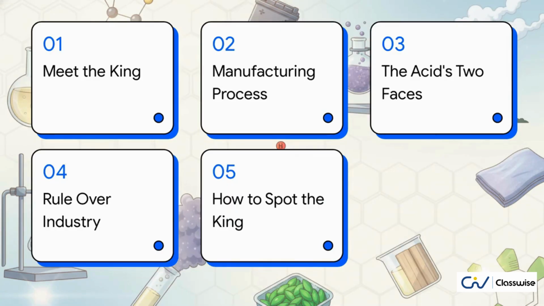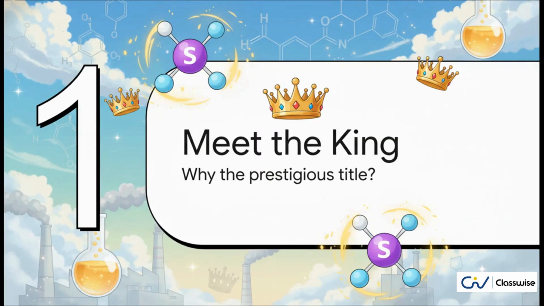Okay, here's our game plan. We'll start by meeting the king and seeing why it's so important. Then we'll check out how it's made, explore its two totally different personalities, see how it dominates the industrial world, and finally, I'll show you how to spot it in the wild, or, in a lab.